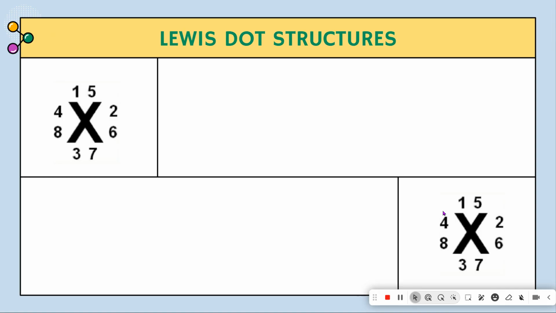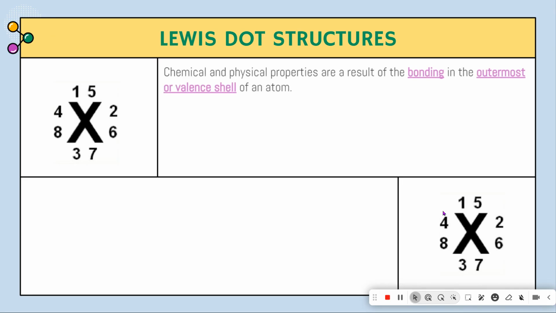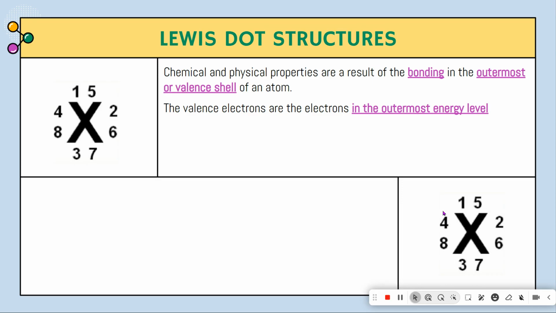All right, the last thing that we need to talk about today is what we call a Lewis dot structure. The reason that these are so handy is when we get into chemical reactions and bonding, the chemical and physical properties are a result of how many electrons are in the outermost energy level, what we call the valence shell of an atom. We are going to use this electron dot, Lewis dot structure to represent just the electrons in the outermost energy level, just the valence electrons.